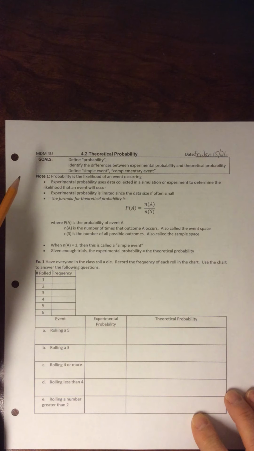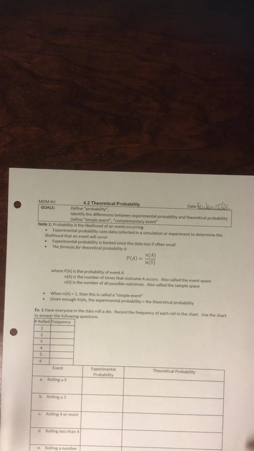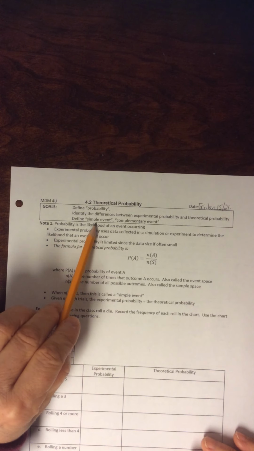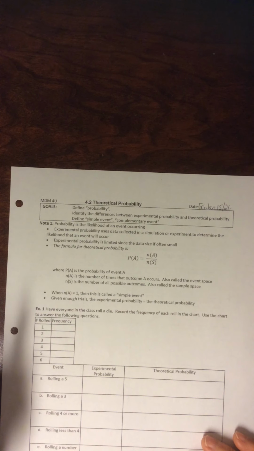So our goals are to define probability. We're going to identify the differences between experimental probability and theoretical probability. We're going to define simple event and complementary event. Hopefully some of these phrases are familiar from 4.1.